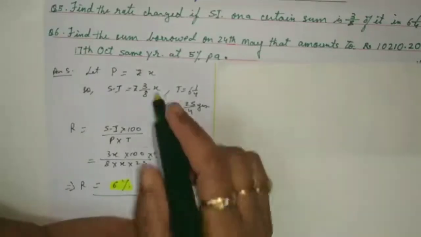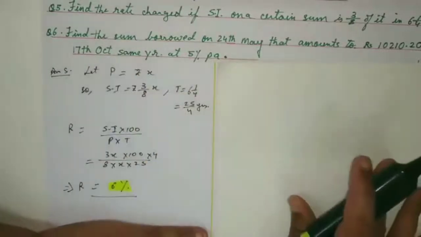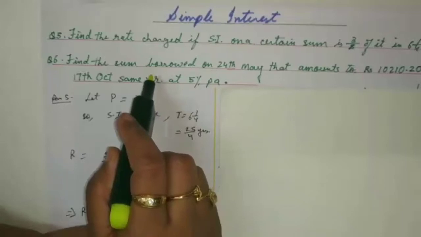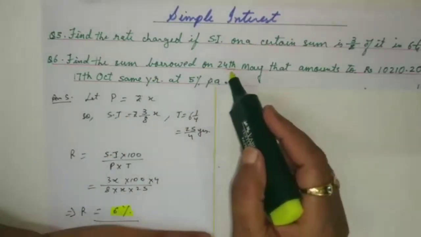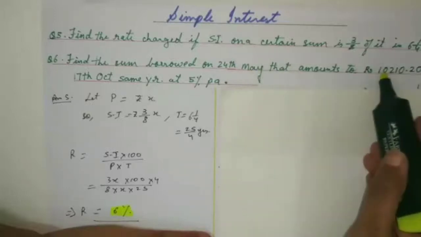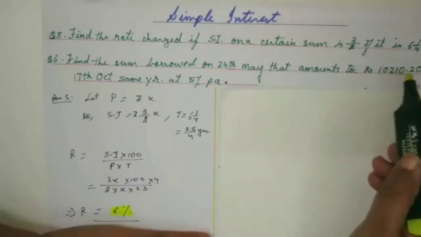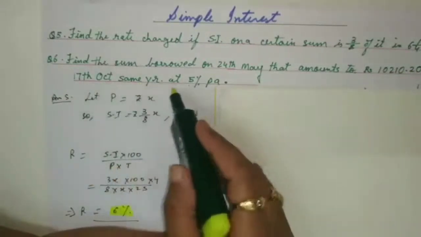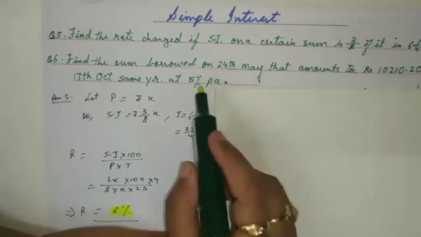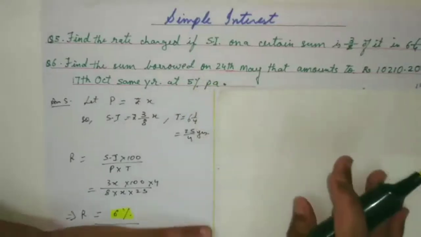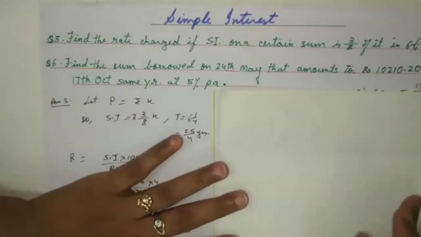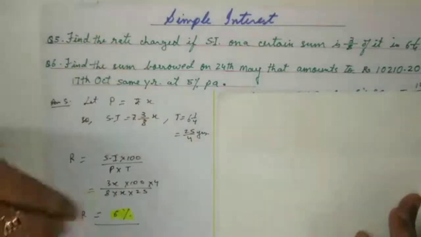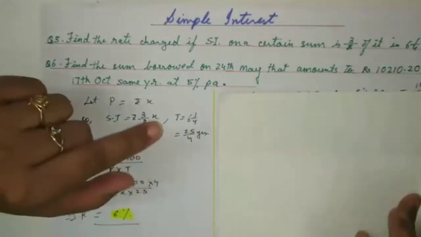Okay. Next. Find the sum borrowed, means we want to know the principal, which is borrowed on 24th May and that amounts to rupees 10,210.20 on 17th October the same year at 5% per annum. So this is one more question. As I told you, this type of question wasn't there last year, so I have taken one more question. But the difference here, the previous one was where you had to find out the principal and SI. In this question, amount is given, you have to find out the principal.